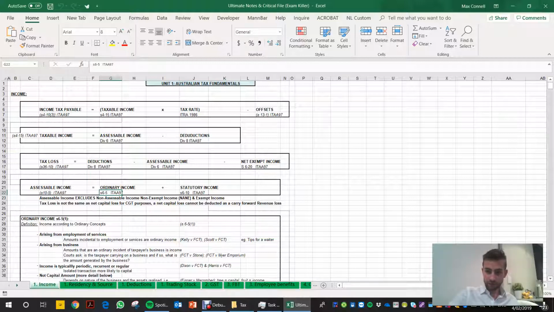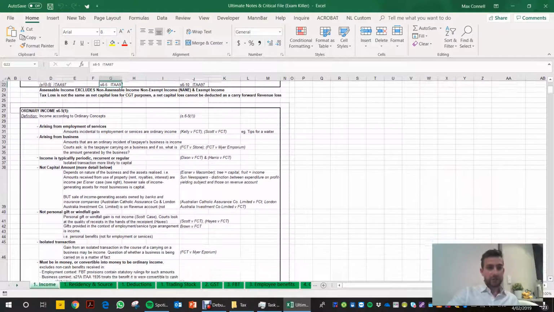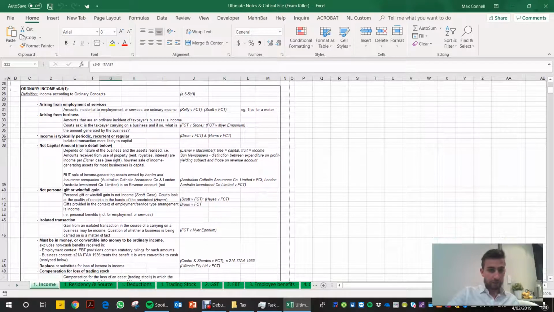Now let's keep scrolling down. So we're going to go through some examples of ordinary income, and I'm going to skip through them a little bit quickly as well, because you don't necessarily need to know or understand what they are, because they're quite logical, self-explanatory. The thing you do need in an exam is you need to know the relevant case, because sometimes there's a specific case which is more applicable than the section reference.